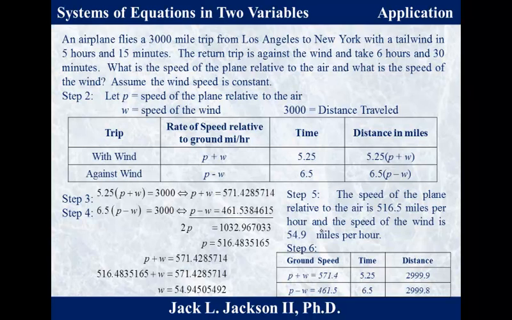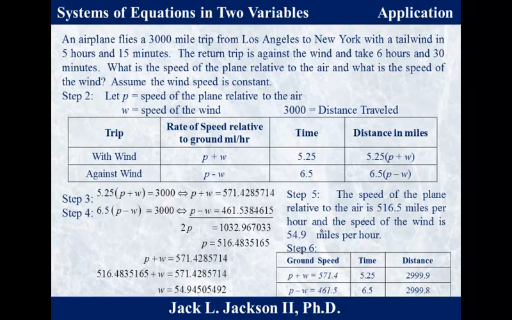So we multiply those together and we get 5.5 times (P plus W) is the distance traveled on the way there. On the way back from New York to LA, we're going against the wind. We're assuming the same wind speed, so it's still W. Same plane speed relative to air, and so that's P minus W for the speed relative to the ground.